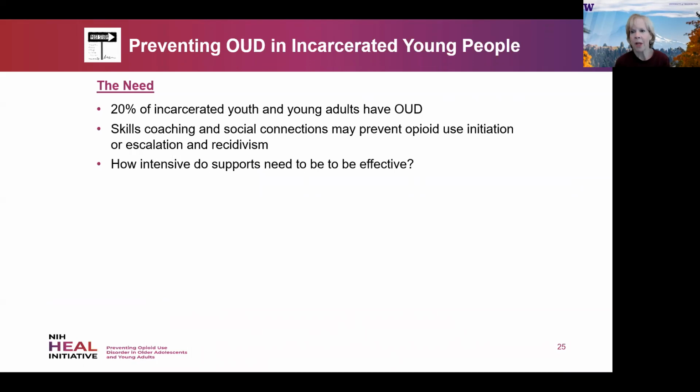So the example that I'm going to give is from our HEAL study, in which we are trying to develop effective interventions to prevent opioid use disorder in young people who are incarcerated. There is a great need to do this. We don't have too many effective interventions, but we know that 20% of those young people who are incarcerated already suffer from OUD. We also know that interventions that increase skills and also increase relationships, social connectedness, can help prevent OUD and also return to prison. What we don't know is how intensive intervention supports need to be to be effective. Next, please.